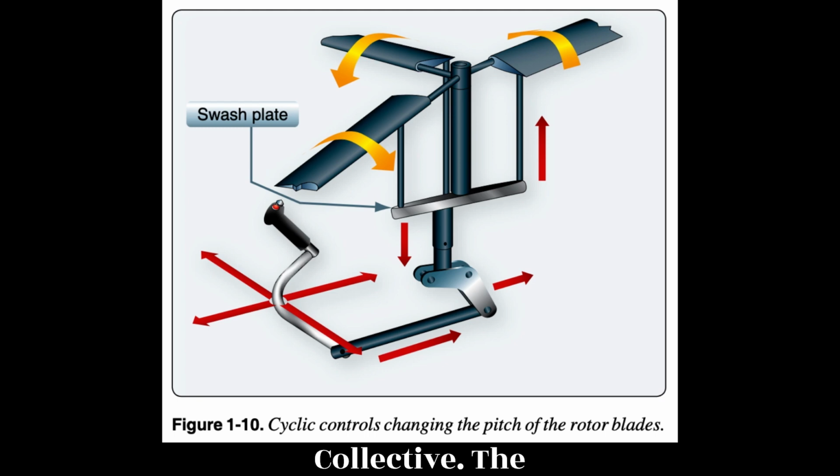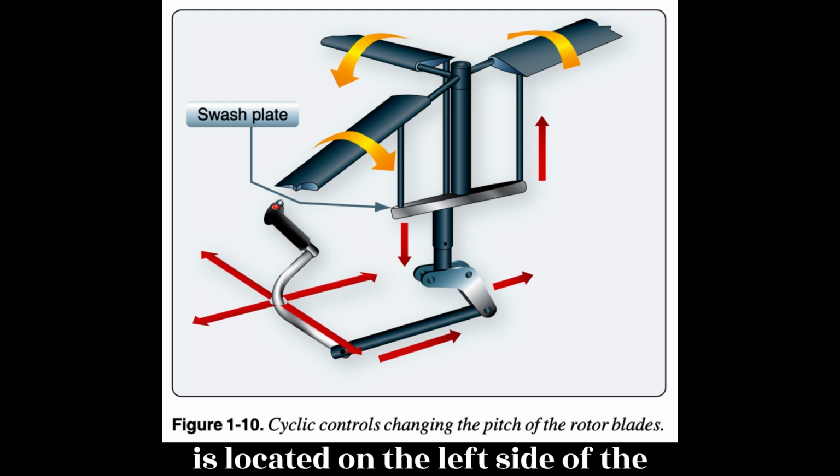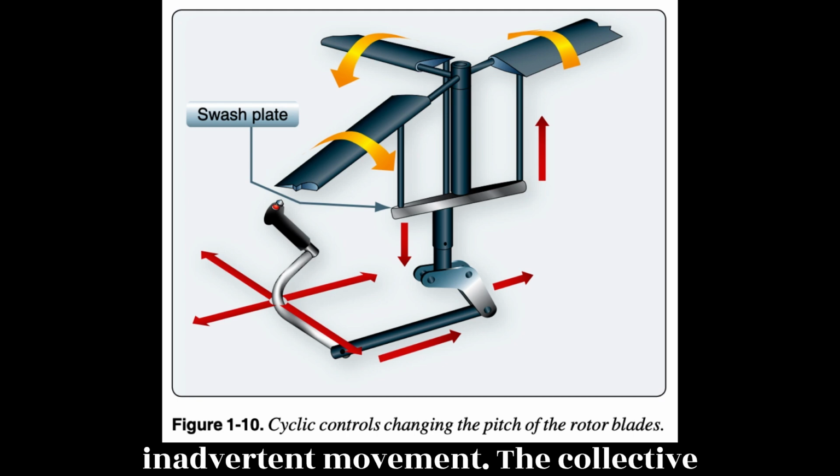Collective. The collective pitch control, or collective, is located on the left side of the pilot's seat with a pilot-selected variable friction control to prevent inadvertent movement.